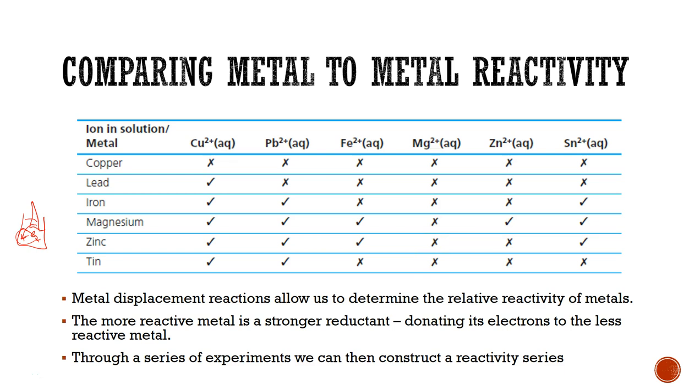that we see here. And it makes sense because if we look at the magnesium line here, we can see that it will displace everything except, of course, itself. So meaning that magnesium is the strongest reductant. It is able to force its electrons onto the metal ion that's in solution, therefore reducing it and losing its electrons, being oxidized itself.